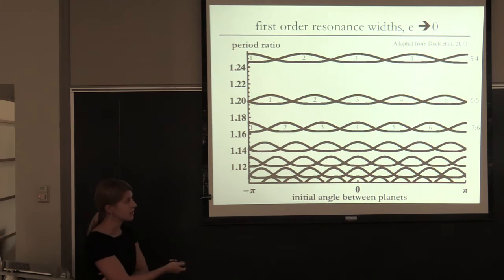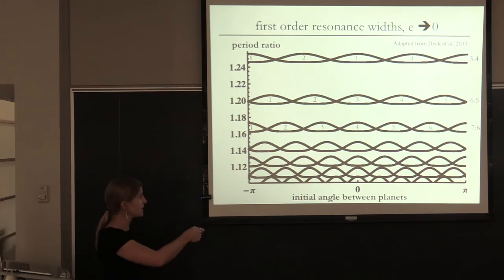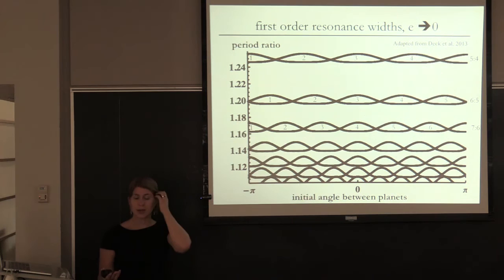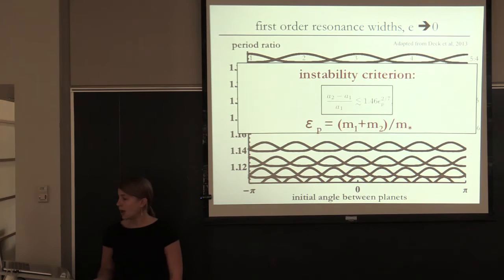And what's important is that the widths of these resonances actually get bigger as you move to more compact orbits, as the period ratio goes toward unity. But the distance between them is shrinking. And so that means that there must be a point when they overlap. And that's when the resonance overlap criterion predicts that the orbits will be chaotic. And so that's what we calculated. Just to make sure, yes.